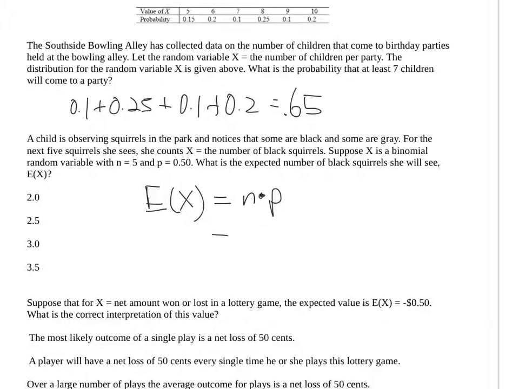So in this case, n is 5. Multiply that by p, which is 0.5. You can do that in a calculator or do it in your head, but that's going to give you exactly 2.5, right? Half of 5 is 2.5. So that's our answer, and that's how you do it.